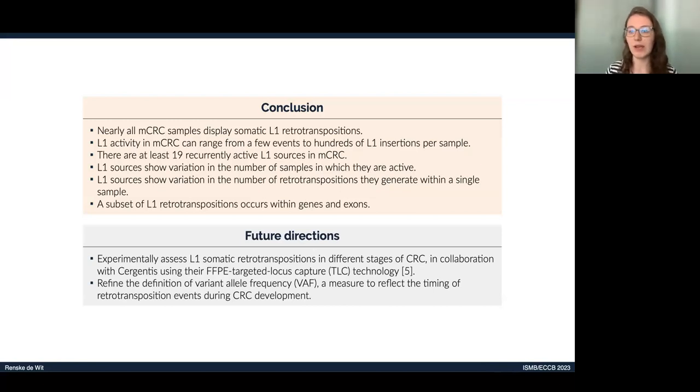In the future, we plan to study LINE-1 activity in earlier stages of CRC, and we will do that in collaboration with Sarcentis, which is a company which has developed a specific technique called FFPE TLC to hopefully study these LINE-1 events in even more detail. And what we also plan to do is to refine the definition of variant allele frequency and optimize it for LINE-1 events to better reflect the timing of particular retrotransposition events during colorectal cancer development.